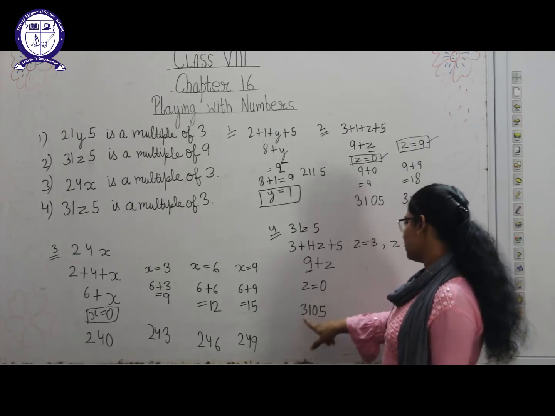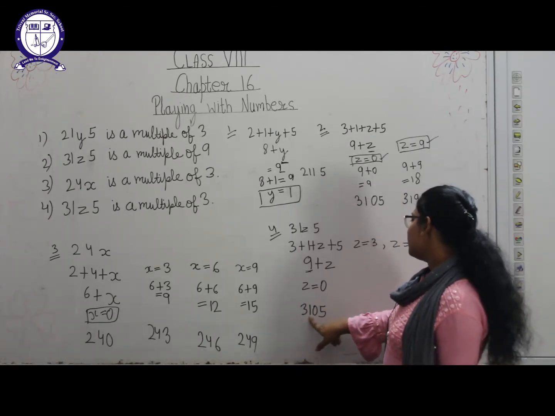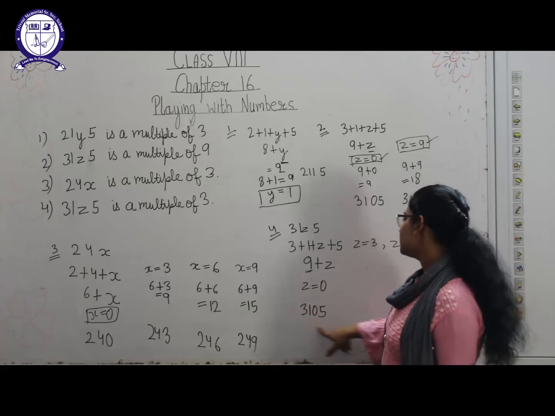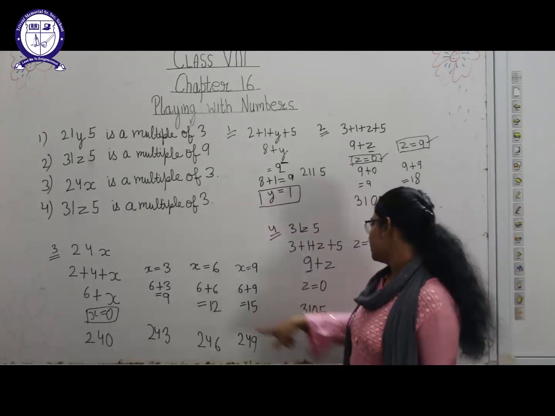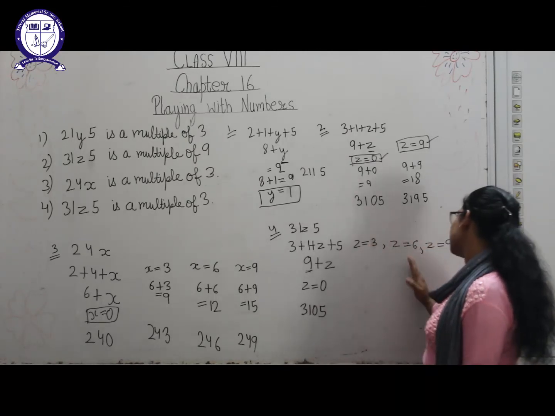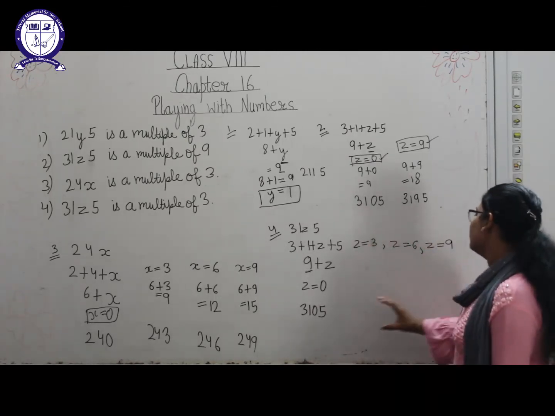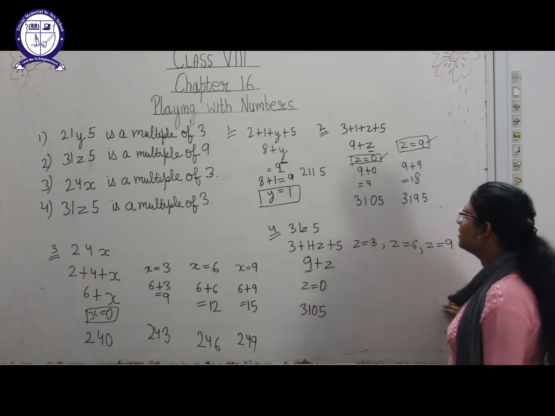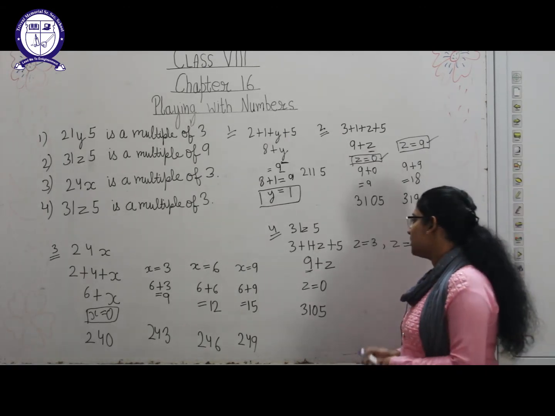z to be 0. Now the number will be 3105. If you check this, it will be a multiple of 3. So z can be 0. In a similar manner, z can be 3, z can be 6 and z can be 9. We will get the numbers and these numbers will be multiples of 3.